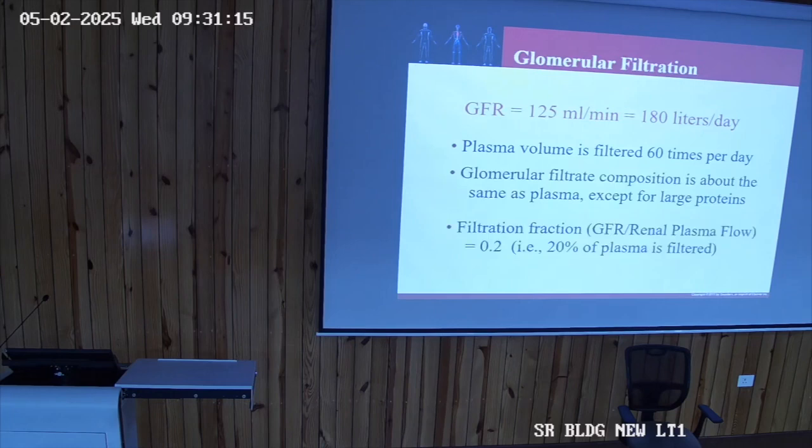What is filtration fraction? It is GFR upon renal plasma flow. That gives you the value of 0.2. ये points आपको पता होने चाहिए. What do you mean by GFR? What is filtration fraction? Glomerular filtrate composition. What is it?